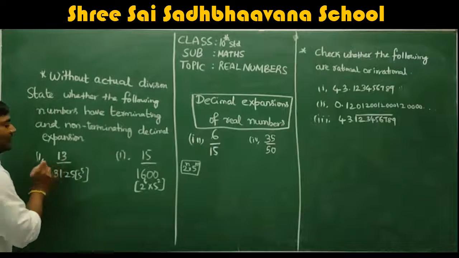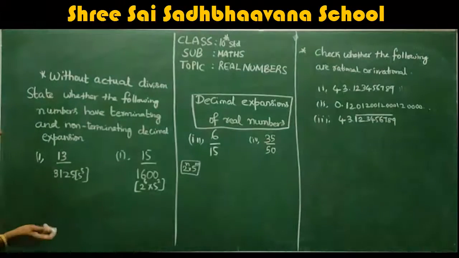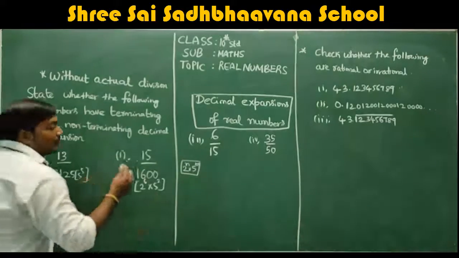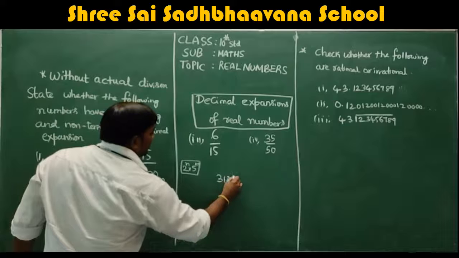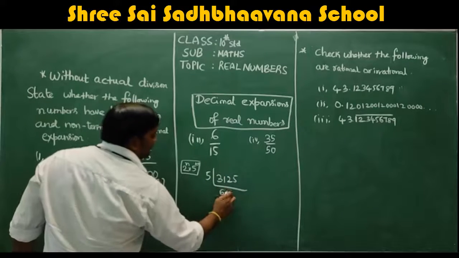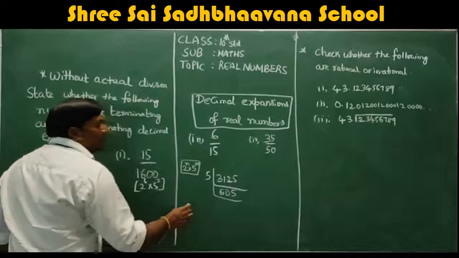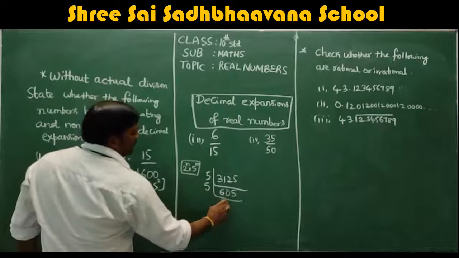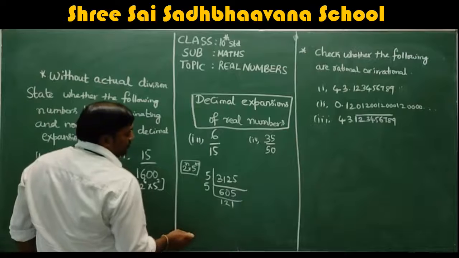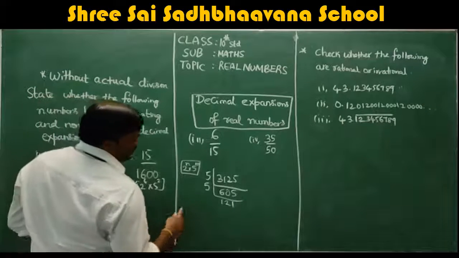The first one is 13 divided by 3125. First, you find the prime factors of 3125. So, what are the prime factors of 3125? If you divide 3125 by 5, 5 sixes are 30, correct? Then 25 will be there, 5 fives are 25. Again with 5, 5 ones are 5, 5 twos are 10.